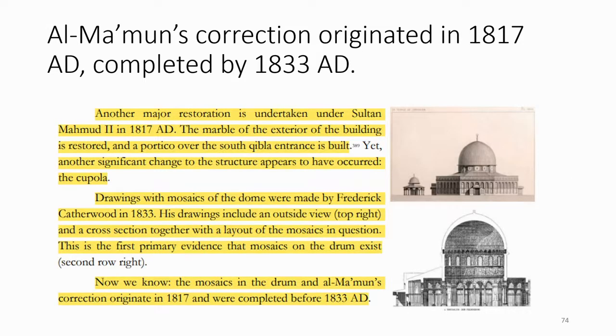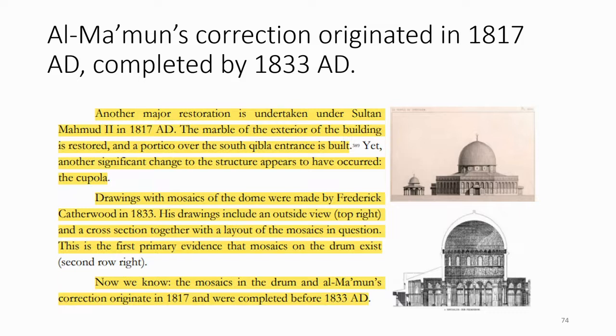And then we find the following. Another major restoration is undertaken under Sultan Mahmud II in 1817. The marble of the exterior of the building is restored and a portico over the south Qibla entrance is built. Yet another significant change to the structure appears to have occurred: the cupola. Drawings with mosaics of the dome were made by Frederick Catherwood in 1833. His drawings include an outside view and a cross-section together with a layout of the mosaics in question.